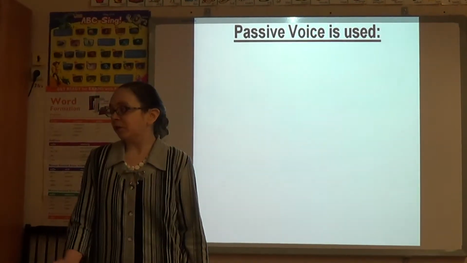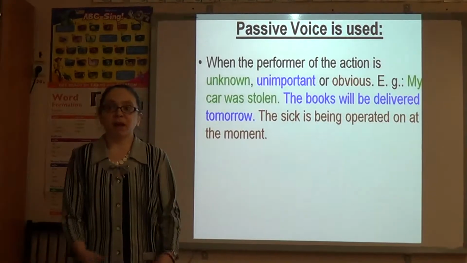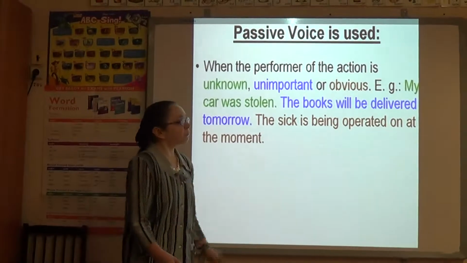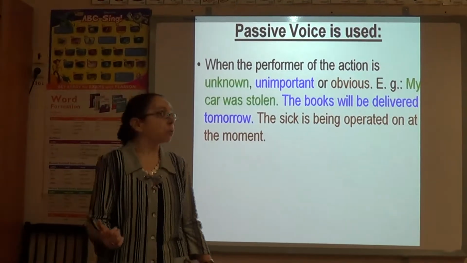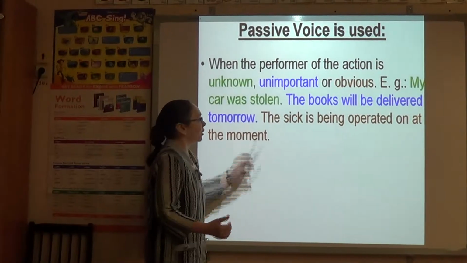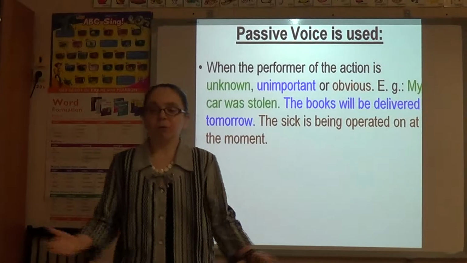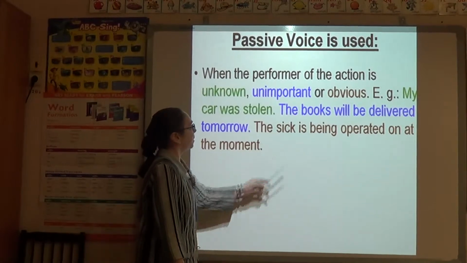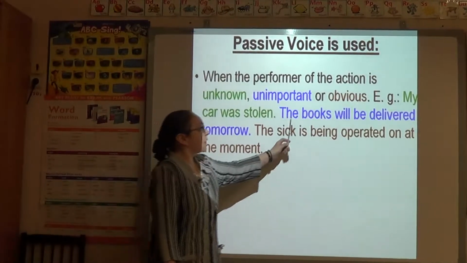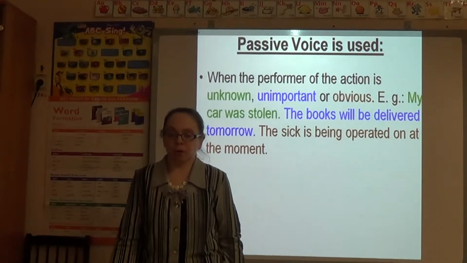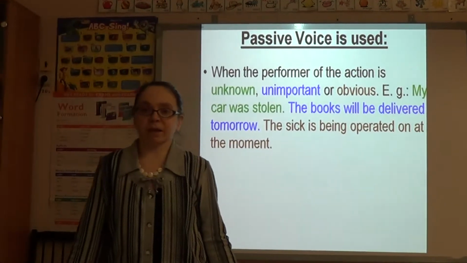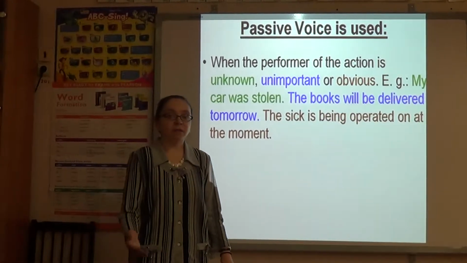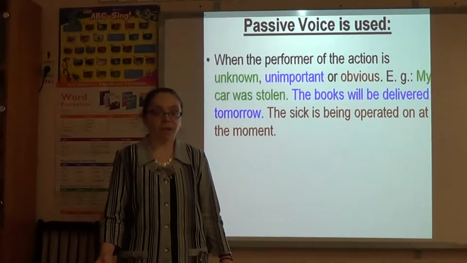The subject didn't do anything, but something was done to the subject. And when do we use it? Well, firstly, and that's very easy to understand, we use the passive when the performer of the action is unknown, as in: my car was stolen. I have no idea who did it. Or when the performer is unimportant, as in: the books will be delivered tomorrow. I don't care who exactly will deliver the books.